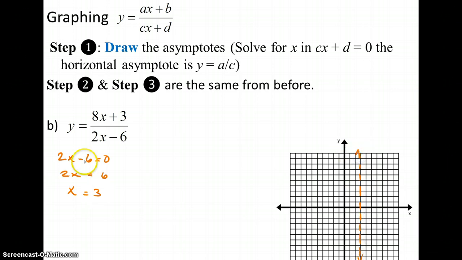And for my horizontal asymptote, y equals a over c, so 8 over 2, which is equal to 4. You said we're going to have to do a lot more work, but this wasn't that bad, huh? No, just that extra step. But don't forget to do the extra step. That's right.